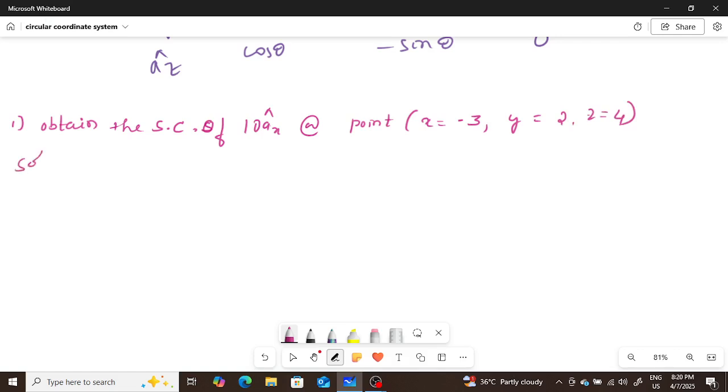Solution: what should you find out? You have to convert x, y, z into r, theta, phi, because what is the question? Obtain spherical coordinates of the vector 10 ax. So the given vector is, let me take F as a vector which is 10 ax.